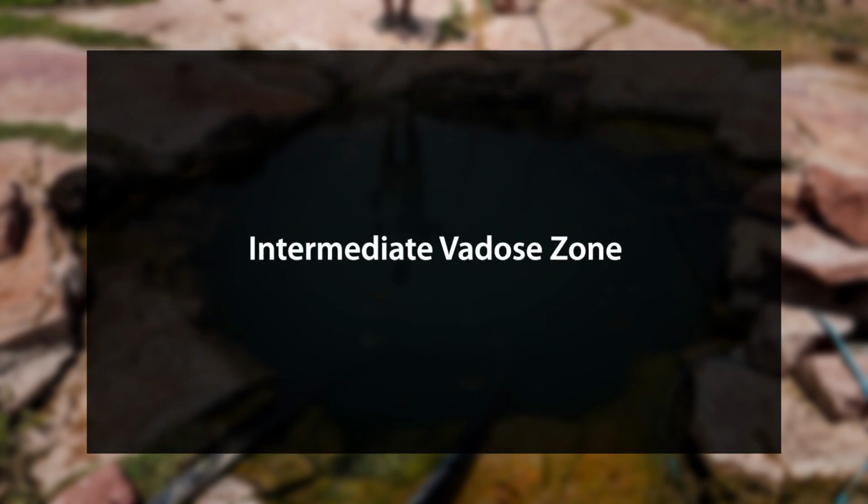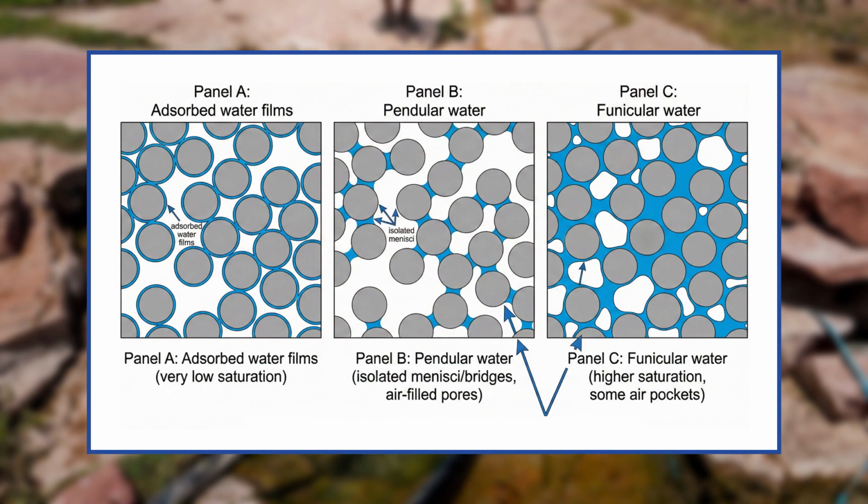Intermediate vadose zone. Below the soil zone, water exists as a film or coating around sediment or soil grains held in place by surface tension. In this area, the moisture content is less than the porosity, meaning the pores are partially filled with air, and the hydraulic head is measured using a tensiometer because the pressure head is negative.